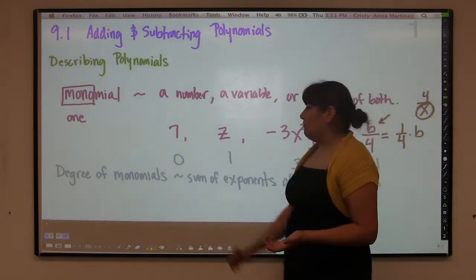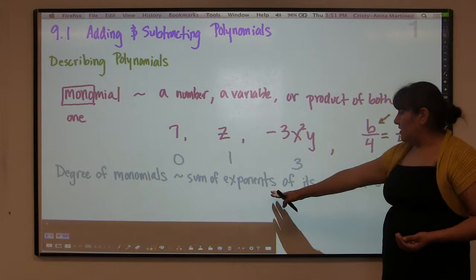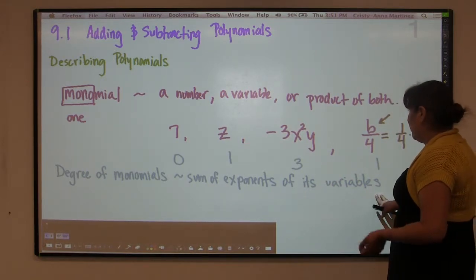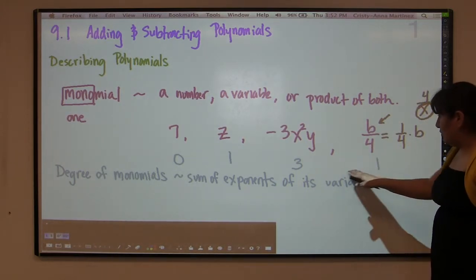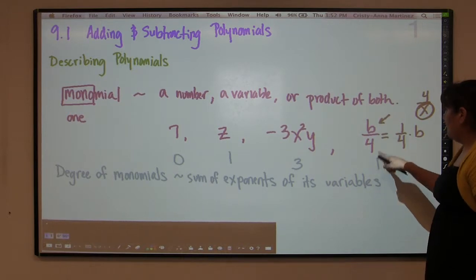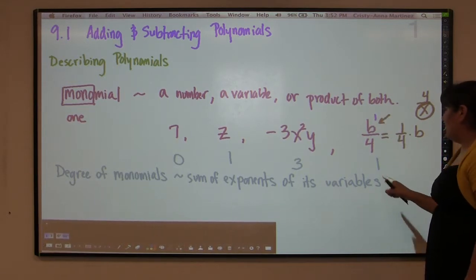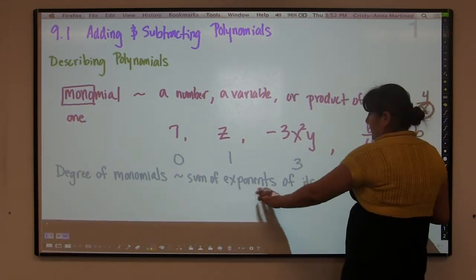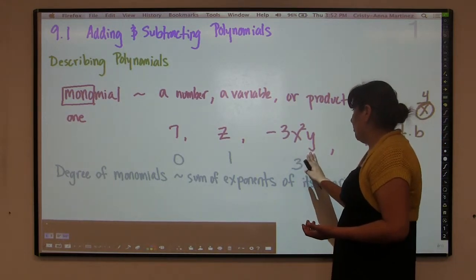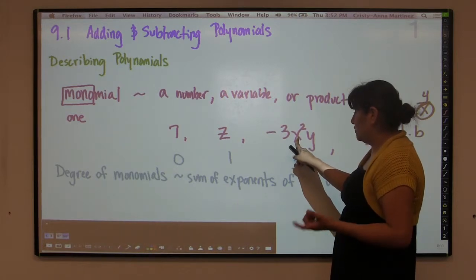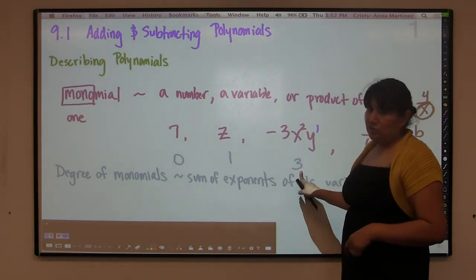And then we have degree of monomials. The degree of a monomial is basically the sum of the exponents of its variables, which is kind of interesting because when you look at this one, we'll just go backwards here. You see that I've written under here these numbers. This is the degree. This is b to the 1 power, and that's why the degree is 1. Again, it's the sum of the exponents of its variables, and this only has one variable, so it will just be 1. In this case, you have two variables. The exponent of the x variable is 2. The exponent of the y variable is 1. And when you add those two together, you get 3. So the degree is 3.